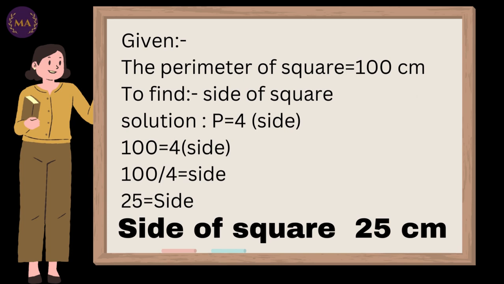Yes, correct. Then to find the side of a square, solution we will start with the formula P equals 4 into side. Then 100 equals 4 into side. So 100 will get divided by 4. That will give you 25. So side of the square is 25. Perfect. So I hope the topic what is perimeter, how to apply the formula of perimeter and solve the sums is clear to everyone.